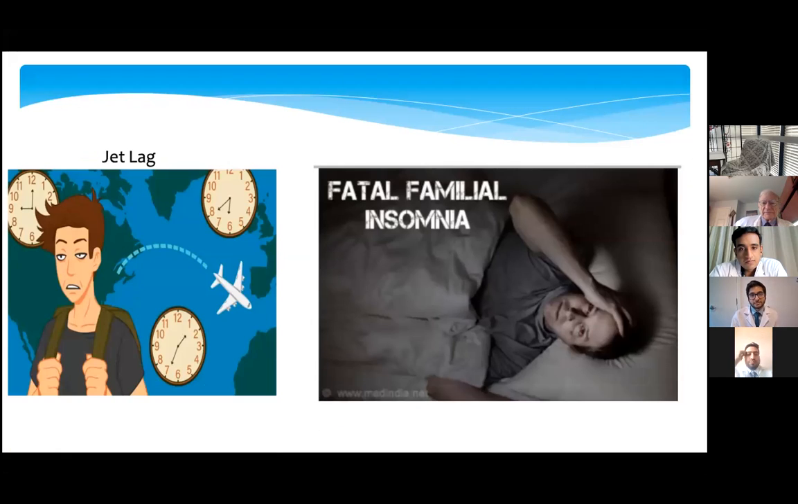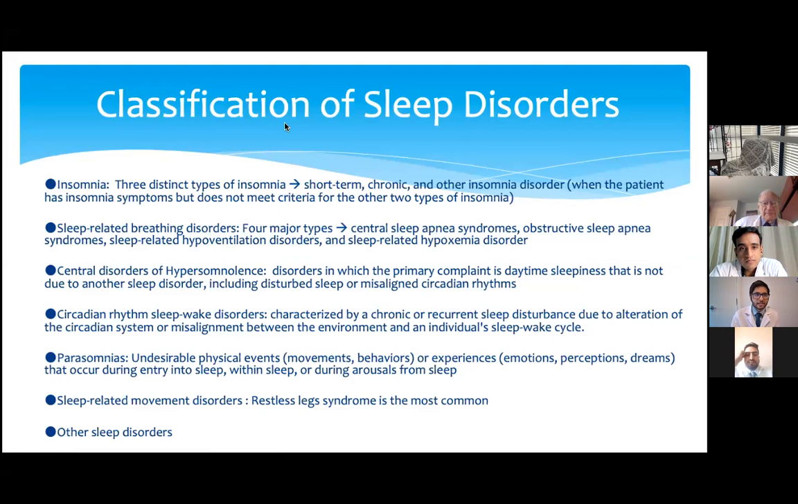to something like fatal familial insomnia, which is a very fatal disease, as the name says, and you could practically die because you cannot sleep. It's scary to think of. To summarize, insomnia has 3 distinct types: short-term, chronic, and other insomnia disorders, which do not fall into either of those categories.